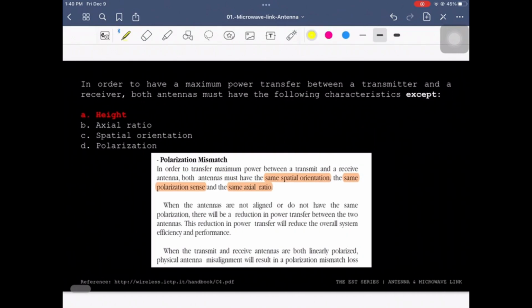So you can do some further readings on this topic by checking out this link. Ayan. So sinabi dito that in order to transfer maximum power between a transmitter and a receiver antenna, both antennas must have the same spatial orientation, the same polarization sense, and the same axial ratio. So hindi nabanggit sa paragraph na to yung height, and therefore height is the answer.